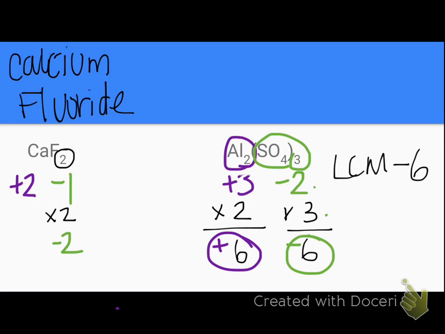That gave us -6. All right, so to name this, cation stays the same. And anytime you have a polyatomic at the end, like sulfate, phosphate, hydroxide, anything like that, it stays the same. So this is just aluminum sulfate.